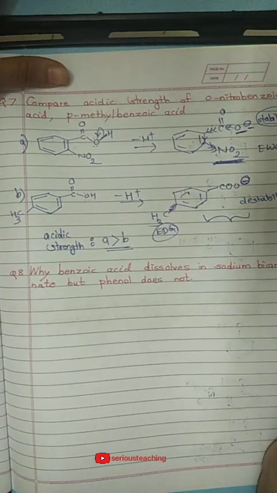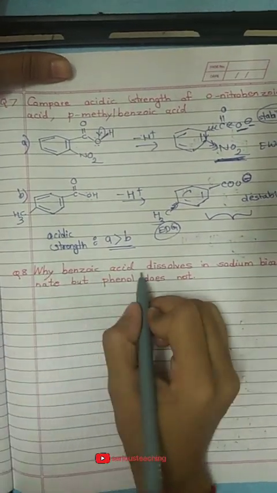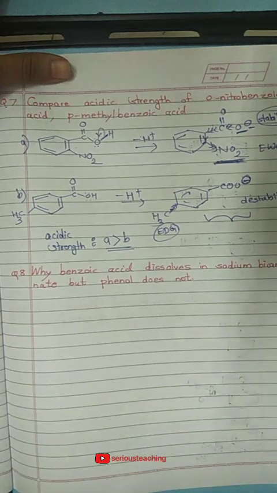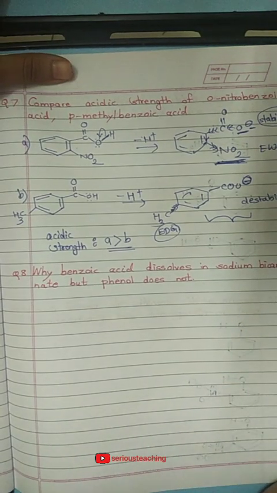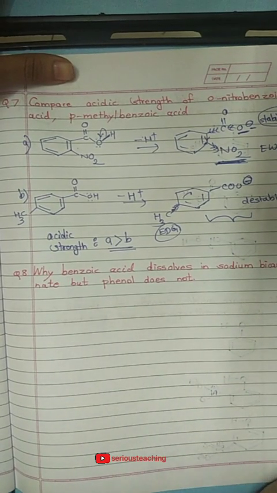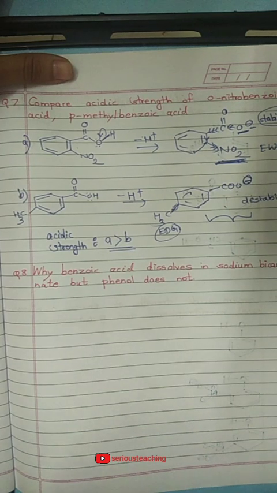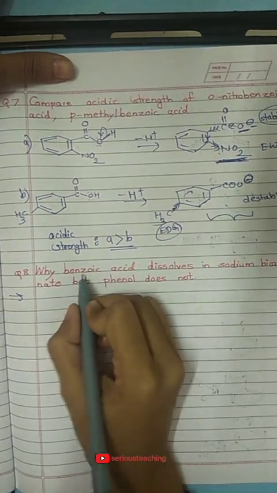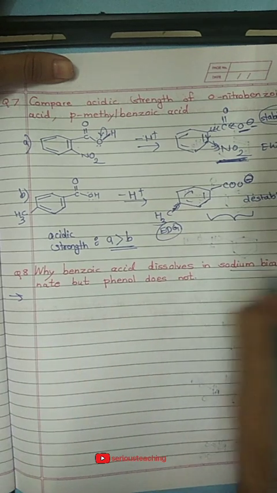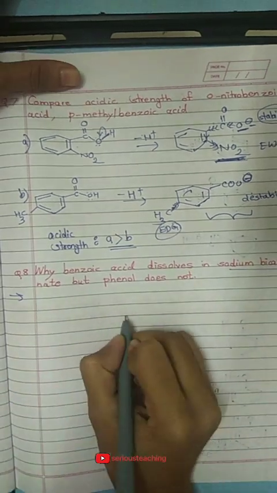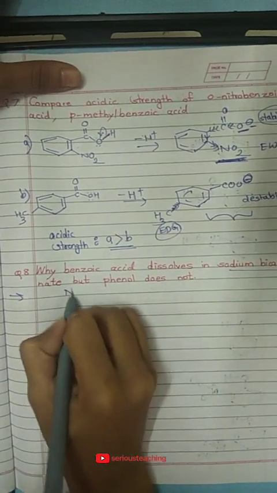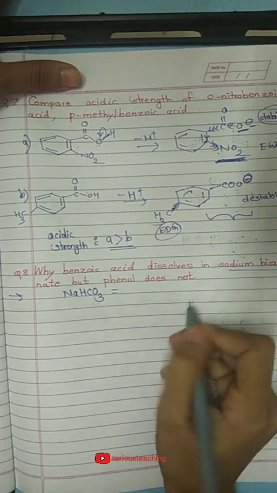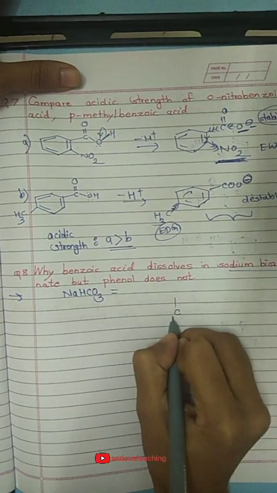Okay. In the next question, see: why does benzoic acid dissolve in sodium bicarbonate but phenol does not? So simply this is the question. This question is also on acidic strength, but it is in somewhat different words. Okay. See here what is asked. First of all, we are given sodium bicarbonate. So you should know the structure of sodium bicarbonate. So what is sodium bicarbonate? This is NaHCO3. Okay. So when we draw the structure of this, its structure is like this.